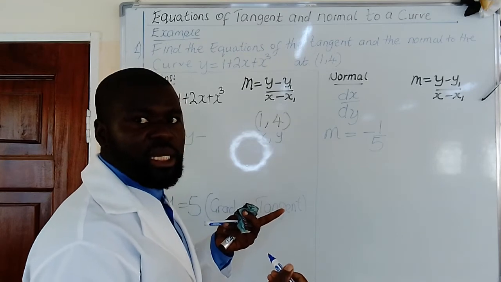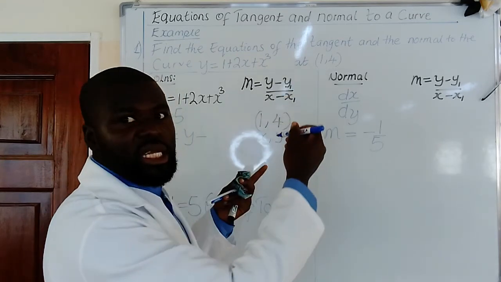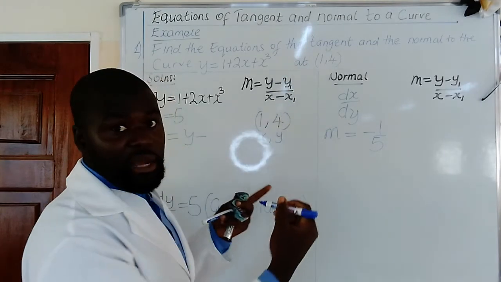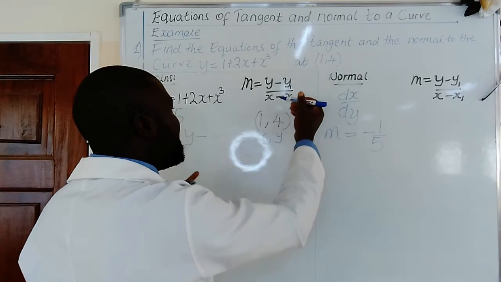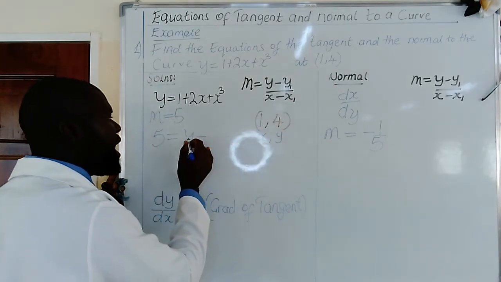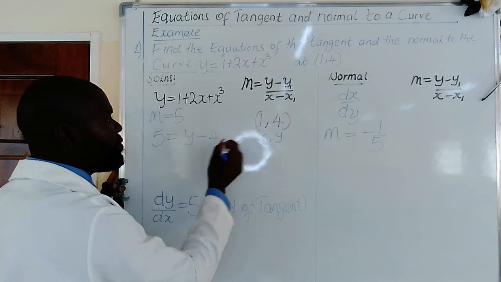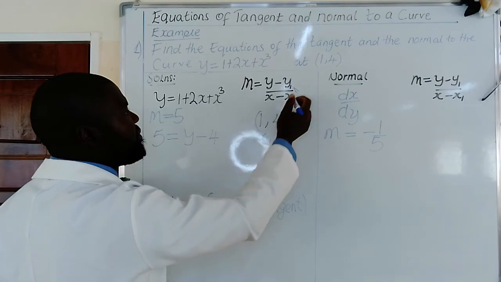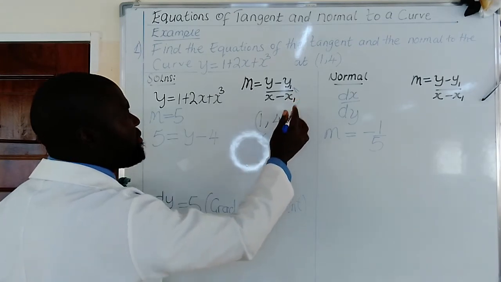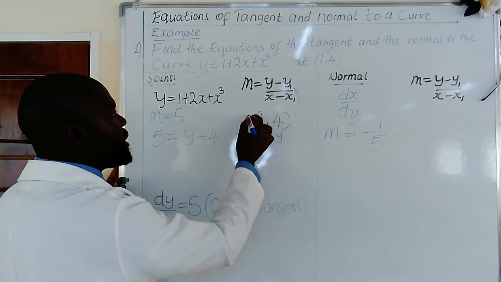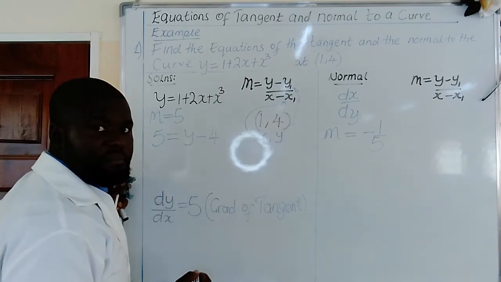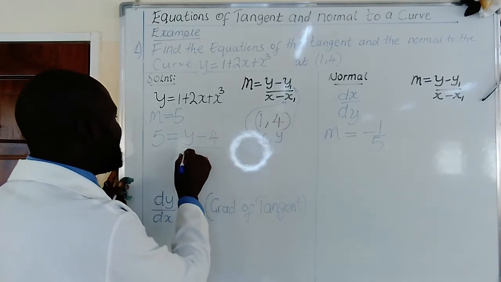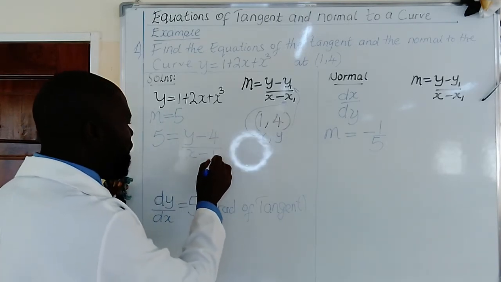You substitute in either of these two columns, whether here or here. I've chosen we shall substitute along here. So we shall say y minus 4, because this is the value of y, so we put it there. Then the x1 we shall also put it there. Okay, so we say y minus 4 over x minus 1.